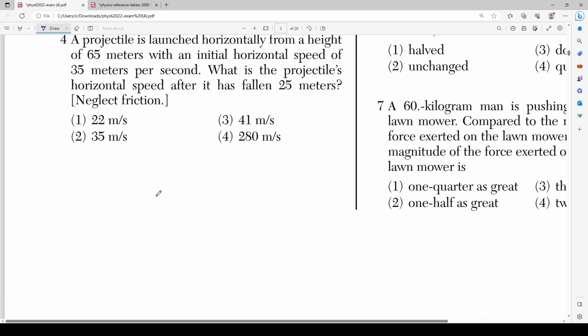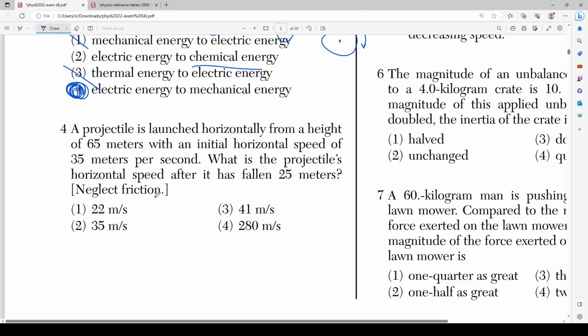Moving on to number 4, it says a projectile is launched horizontally from a height of 65 meters. So I'm going to go ahead and write that, 65 meters, and here's my object, with an initial horizontal velocity or horizontal speed of 35 meters per second. Notice how they say speed and not velocity. If they said speed, that means they don't need to give you direction. So if this is launched at 35 meters per second, and this is my horizontal velocity, they're asking us what's the projectile's horizontal speed after it has fallen 25 meters, and it's saying neglect friction, which is really important.